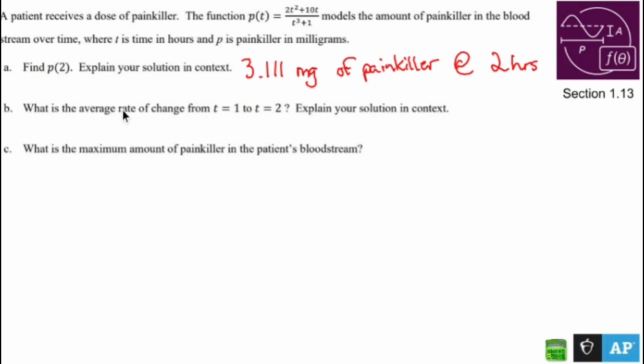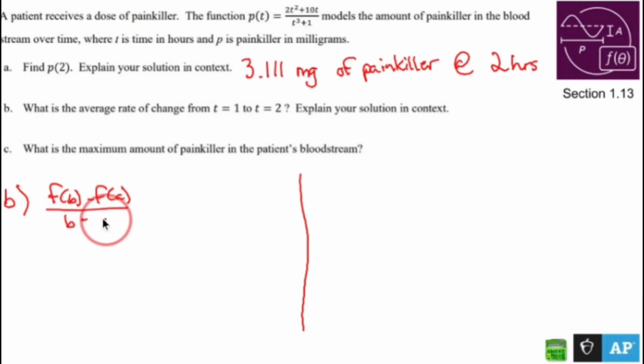B is asking us to find the average rate of change from t equals 1 to t equals 2. Let's write out B here because I didn't give myself a whole lot of space. The average rate of change formula is f of B minus f of A over B minus A. In this case, if it's 1 to 2, that would be an A and that would be a B. So we know what f of B is, we know what f of 2 is. Minus f of 1, we don't know what that is. All over 2 minus 1. So let's run to our calculator and figure that out.